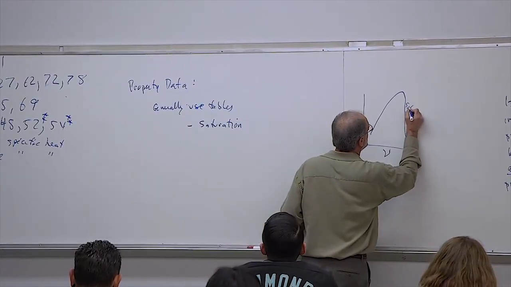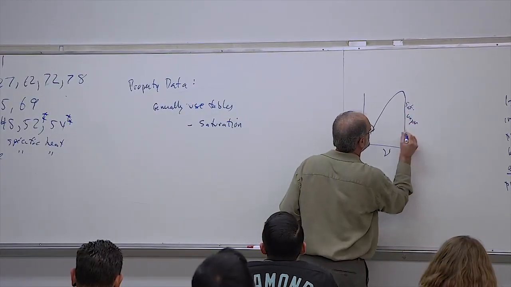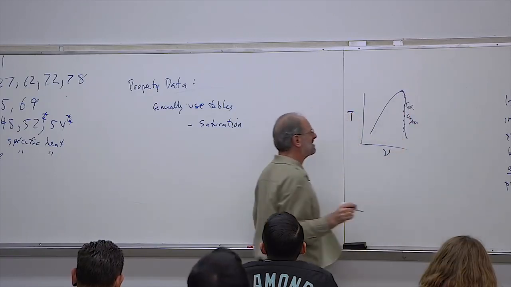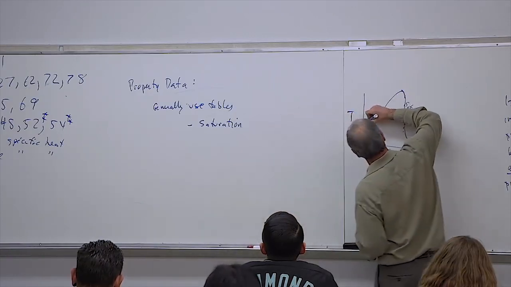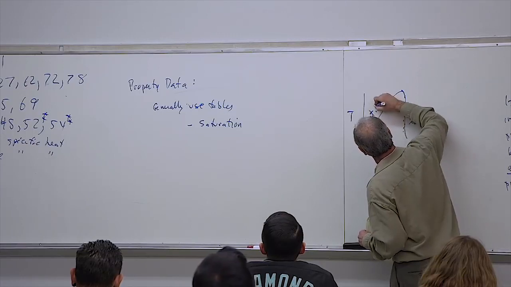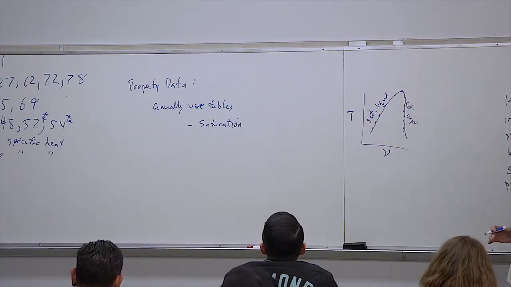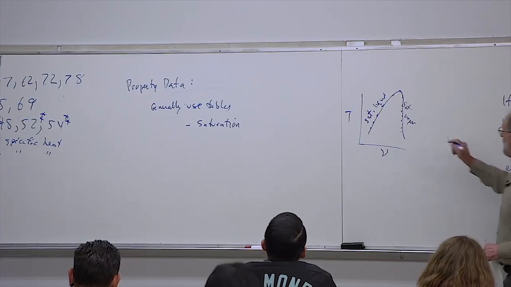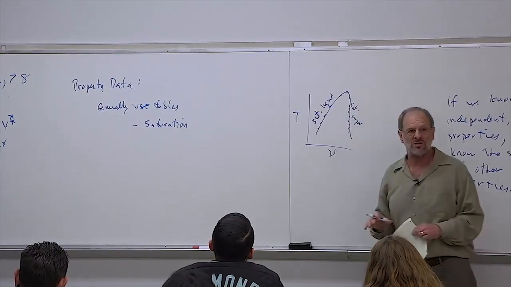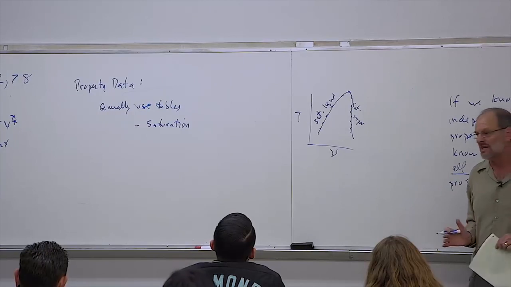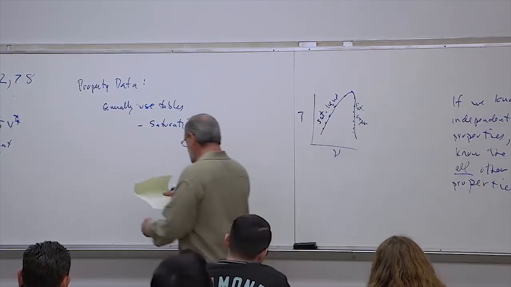We know that the saturated vapor data is really just the data along the right-hand side of the curve. And we know that the saturated liquid data is just the data along the left-hand side of the curve. And if we have a two-phase mixture, that is if we're somewhere in between, then we have to use what we call the quality. So let me just give you a very brief summary of this.